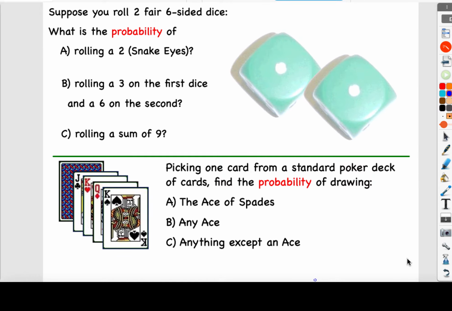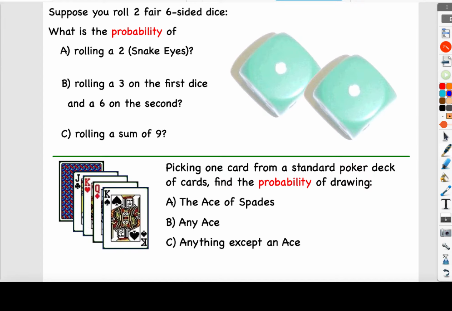All right, this video is going to talk about probability. We've already discussed, or hopefully we've already discussed, how to count different various events. Now we want to talk about what's the probability of an event happening. So things like rolling dice or picking cards, how do we refer to probability?